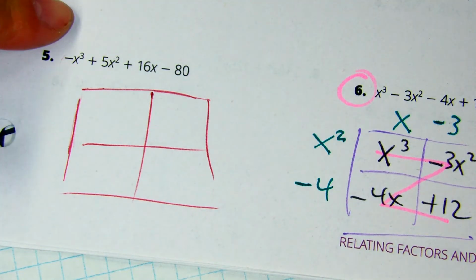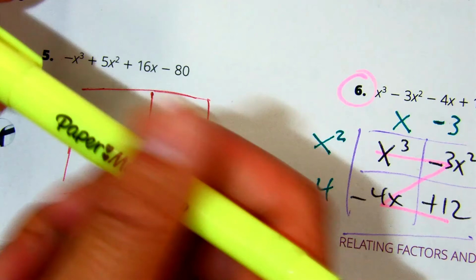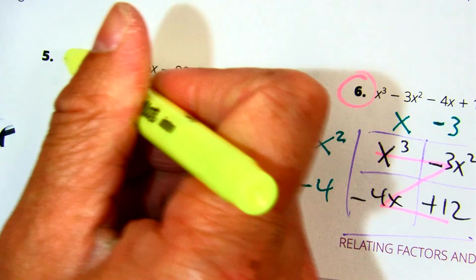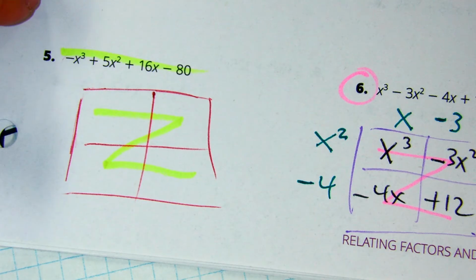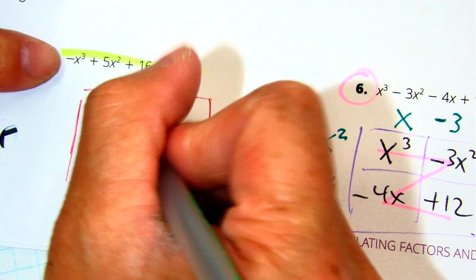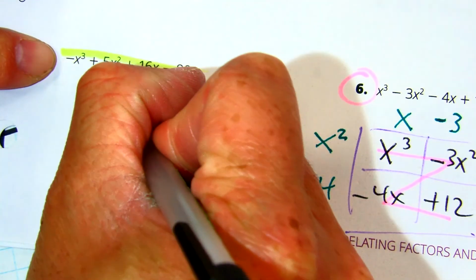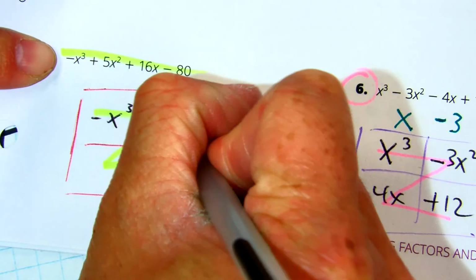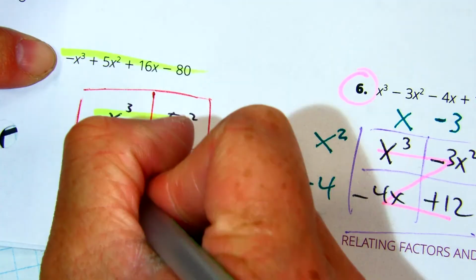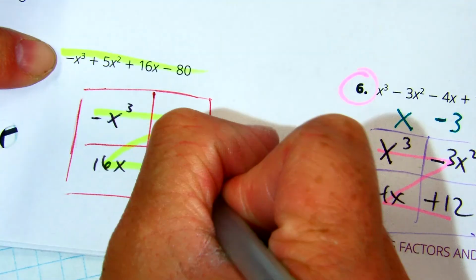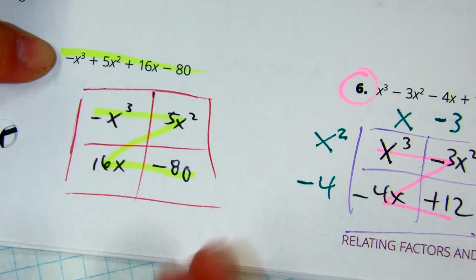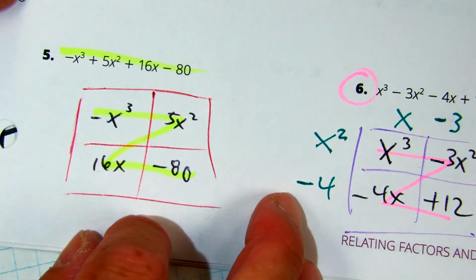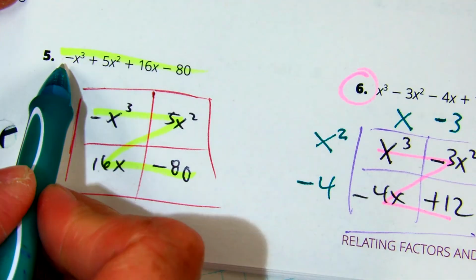And remember, you're going to write the order in a Z. I find this super helpful. Let's do that together. So I have negative x cubed, 5x squared, 16x, and negative 80. Okay, this is normally super rare that they do this. They have a negative out there.